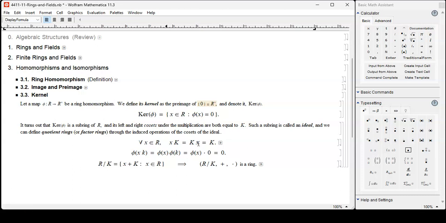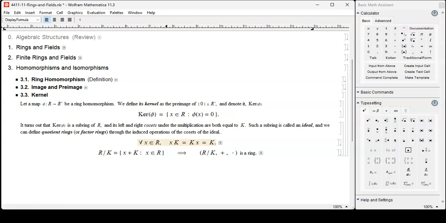And then you can do the same thing for an arbitrary element of the right coset as well. You're going to get 0 times phi of x is 0. In any case, we have this proof. So the conclusion, the left coset xK and right coset Kx, they're all equal to K. And a subring with this property is called an ideal.